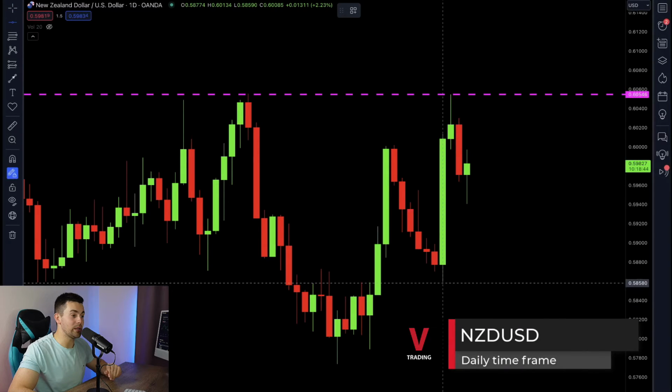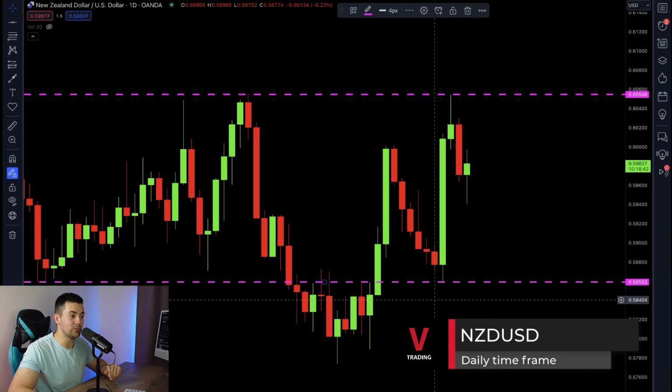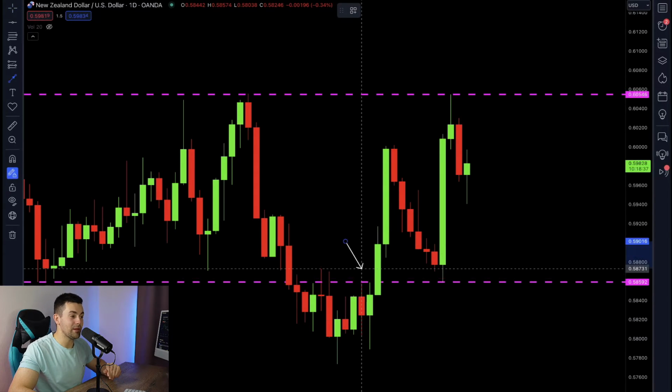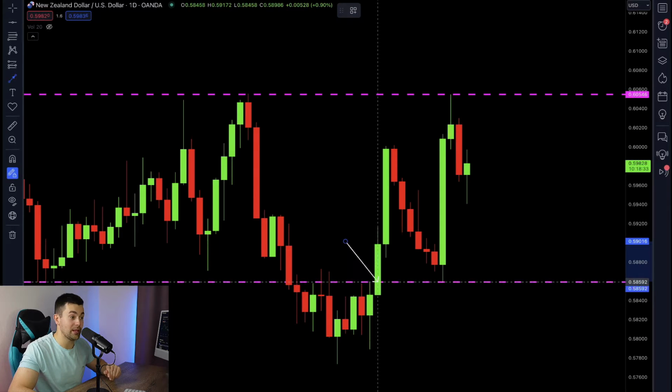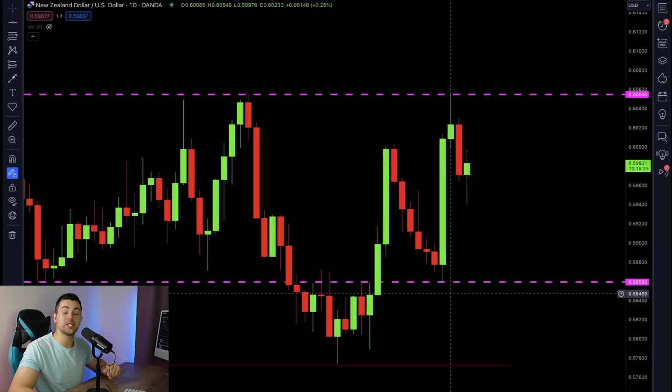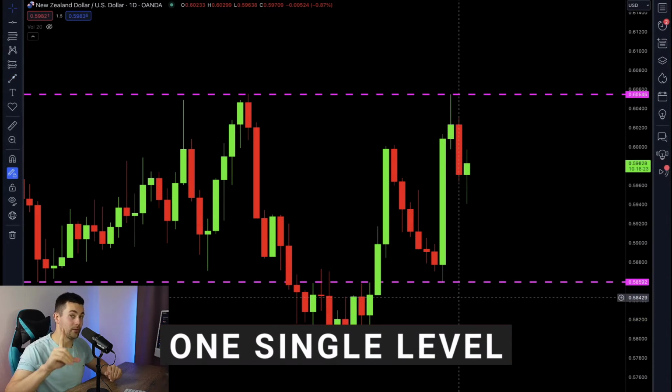Then, if we analyze that level, here we have a strong support. In the past, 2 times in a row, we saw bearish reactions from that level. And after the breakout, it turned into support. And you can see how perfectly the price respects one single level.